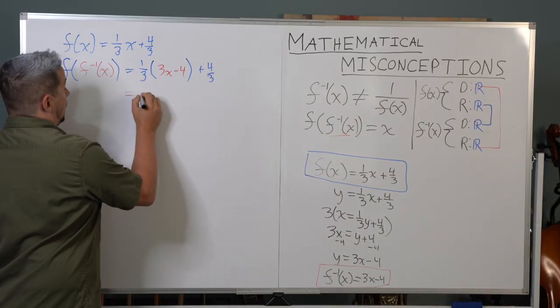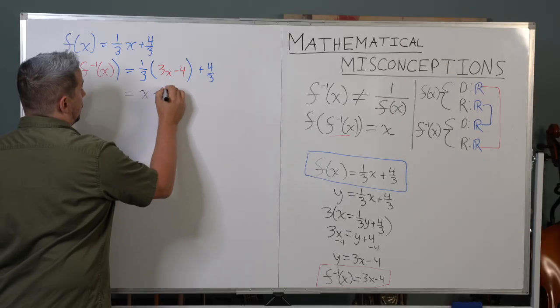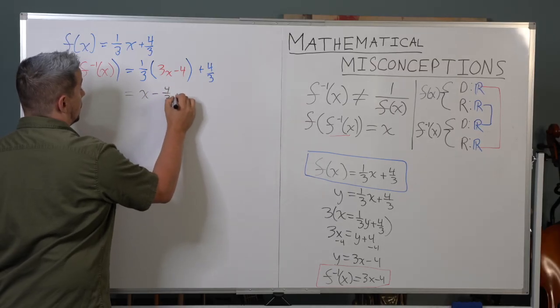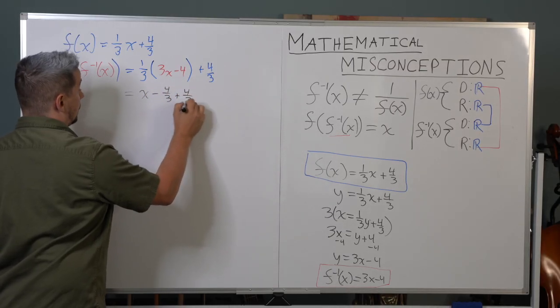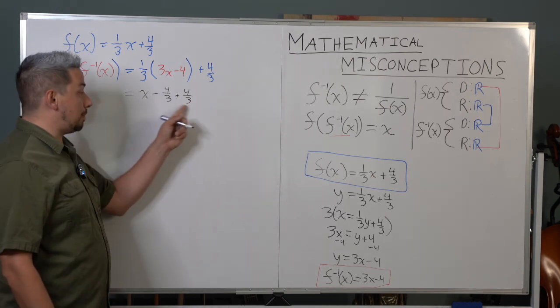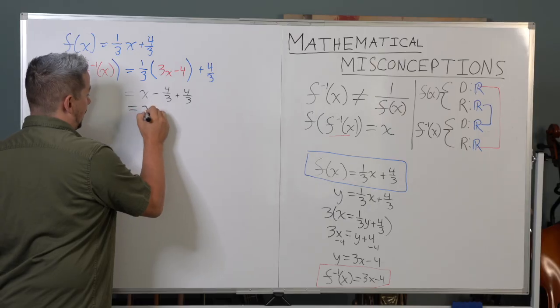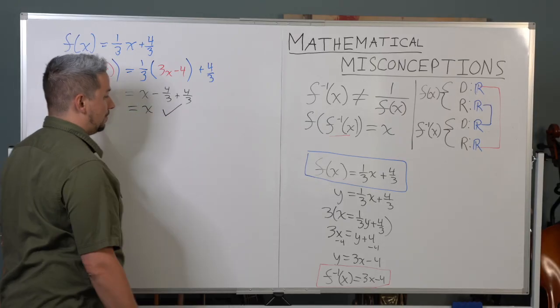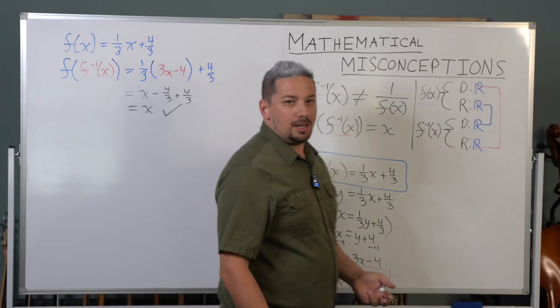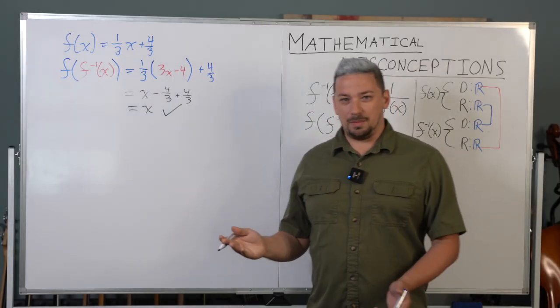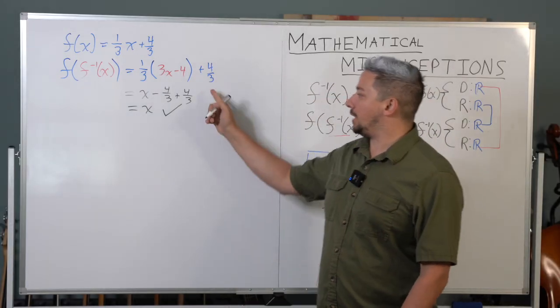All right, so this is going to be equal to x minus 4/3 plus 4/3. And then, of course, what's any number minus itself? It's 0. This is equal to x. So this checks out, and it's great. You may not be convinced from that that's an inverse, but this is more of a catch-all situation.